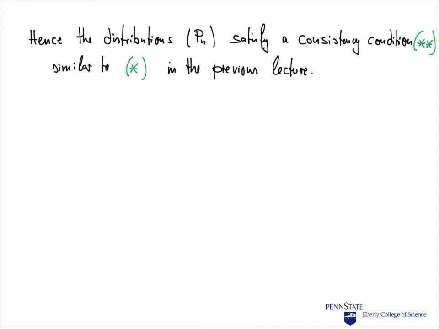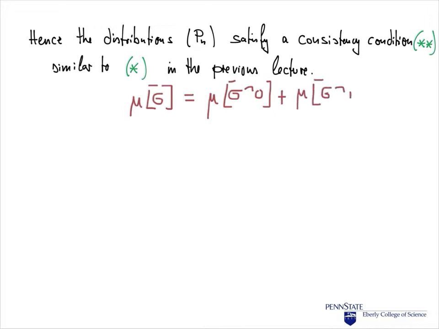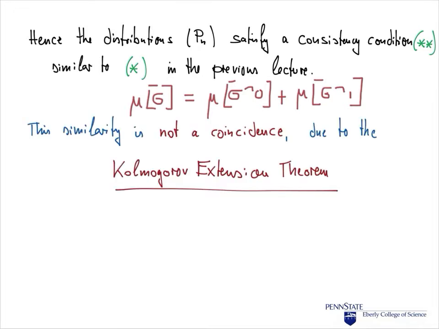It looks indeed very similar to this condition star we had in the previous lecture. Recall that the condition was that for cylinder sets, mu of sigma is equal to mu of sigma extended by 0 plus mu of sigma extended by 1. And in fact, this similarity is not a coincidence, and that's due to the Kolmogorov extension theorem.